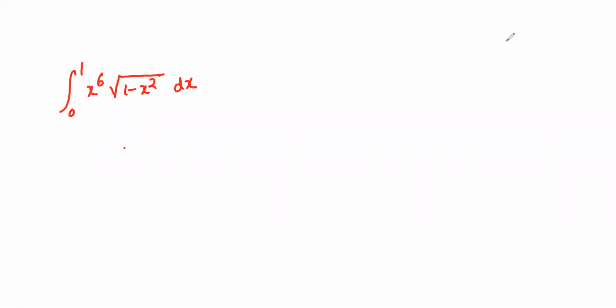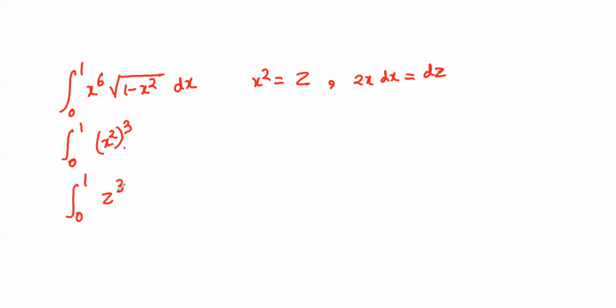So the second question is 0 to 1 of x raised to 6 under root 1 minus x square. Just simply put x square equal to a new variable z. So 2x dx will be dz. When x equal to 0, z equal to 0, and when x equal to 1, z equal to 1. X raised to 6, so can I write x square to the power 3? So it is 0 to 1 z cube, under root 1 minus z only.